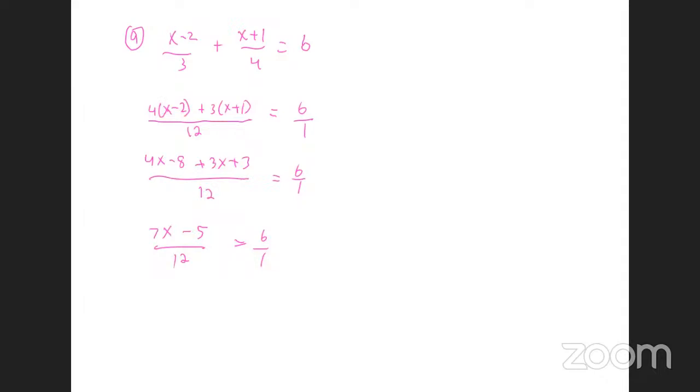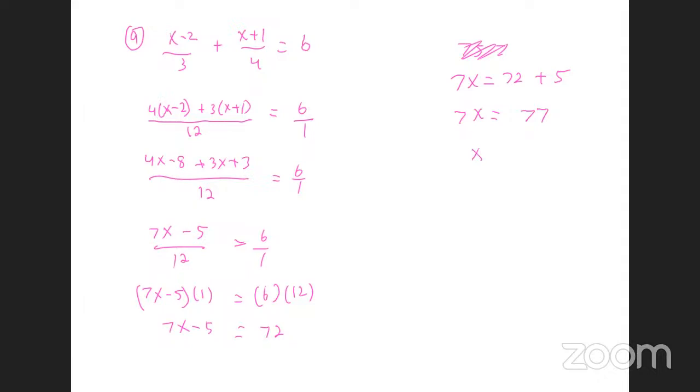Cross multiply, you'll get 7x minus 5 by 1 is equal to 6 by 12. So this is 7x minus 5 is equal to 72. Carry across the 5 now. You'll get 7x is equal to 72 plus 5. 7x is 77. So divide both sides by 7 and you'll get x is 11.